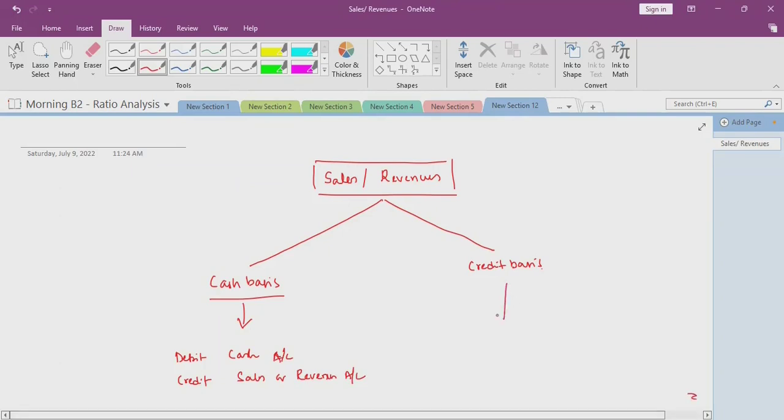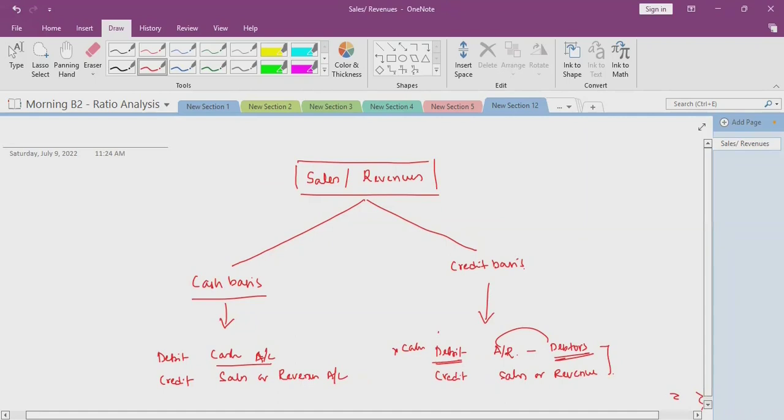When it comes to credit, we are not receiving cash. However, the amount is due from our customer. So we will debit the accounts receivable and credit the sales. Normally we can say debtors, and debtors is nothing but accounts receivable. There is no need of explanation of this particular transaction.